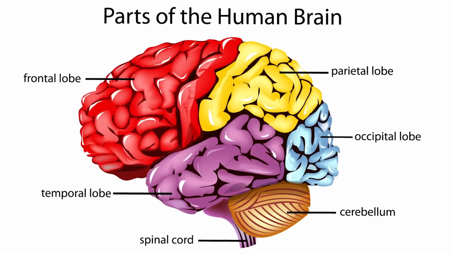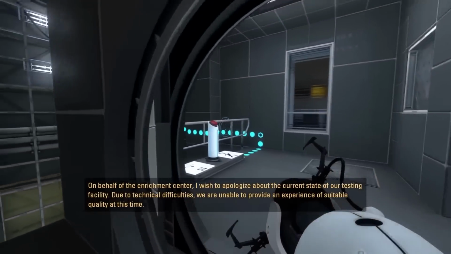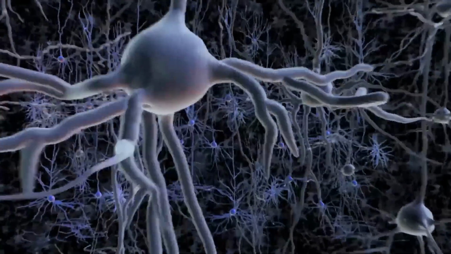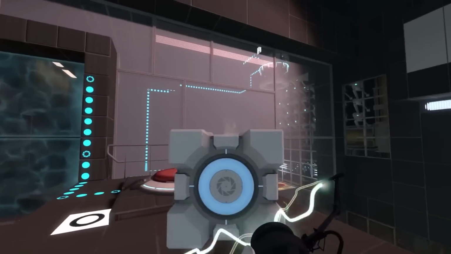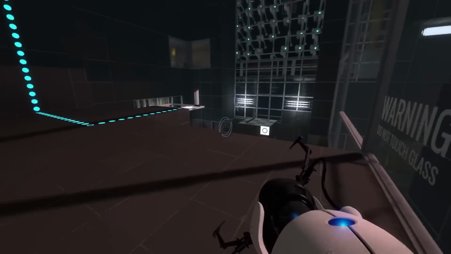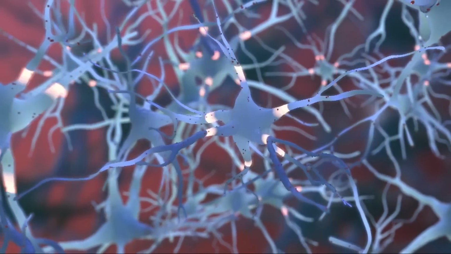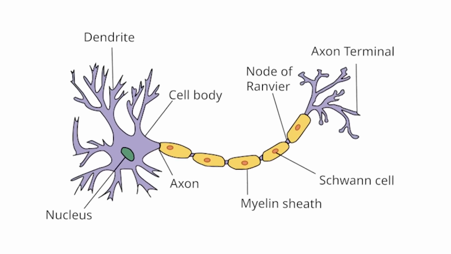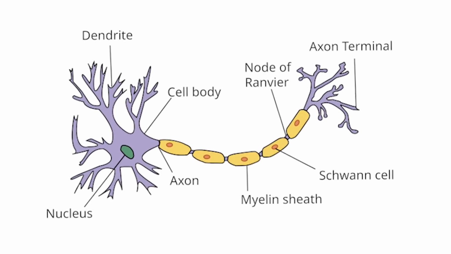It's divided into different regions, each with its own special tasks, like processing what we see or hear, controlling movement, and managing our speech. Next up, we have neurons. Neurons are the fundamental units of the brain and nervous system, responsible for receiving sensory input from the external world, processing this information, and then sending out instructions to your muscles and glands. Think of them as tiny messengers that transmit electrical and chemical signals throughout your body. Each neuron has a cell body, dendrites, which receive signals, and an axon, which sends signals to other neurons.